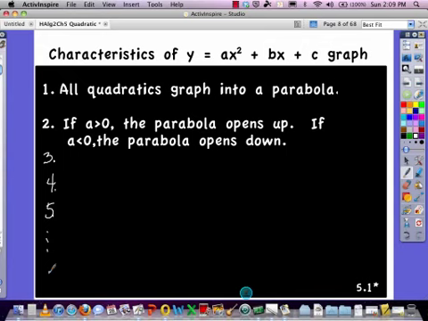So we have a thorough list of characteristics of any equation in the form y equals ax squared plus bx plus c. So bring those to class with you, and we should be good to go to share.